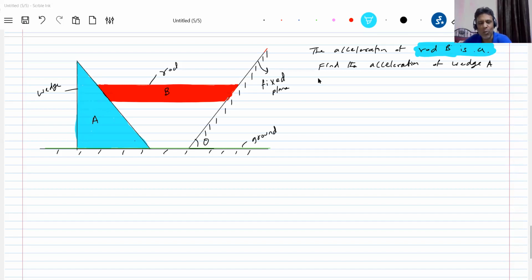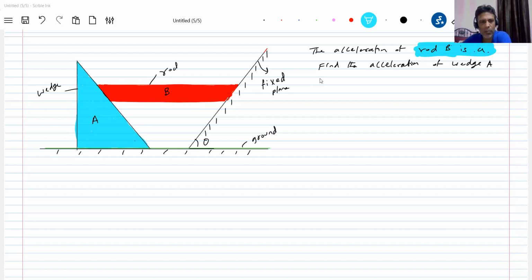See, no formula, nothing will help you here. What will help you? Your common sense, the observation. I'm suggesting you the physics. This is the only parameter which will make the difference between students, who will make observations. Everyone tries to move with the formula, but small ideas matter. The rod will be in contact with the fixed plane as it slides. The rod B will move in the third quadrant.